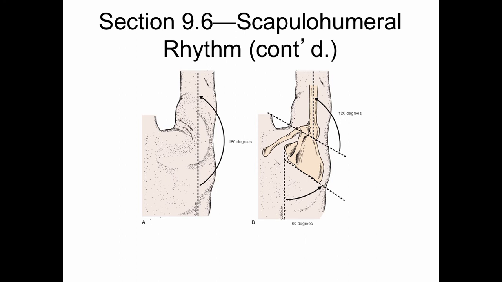Figure A illustrates a right arm that has been abducted relative to the trunk 180 degrees. Figure B shows that of the 180 degrees of abduction of the arm relative to the trunk, only 120 degrees of that motion is the result of abduction of the arm at the glenohumeral joint. The remaining 60 degrees of motion are a result of the scapula at the scapulocostal or scapulothoracic joint.